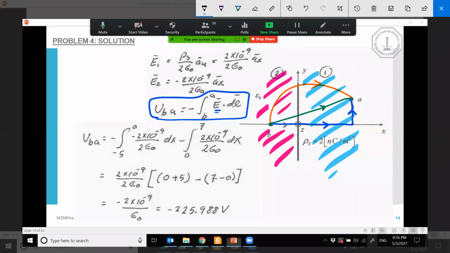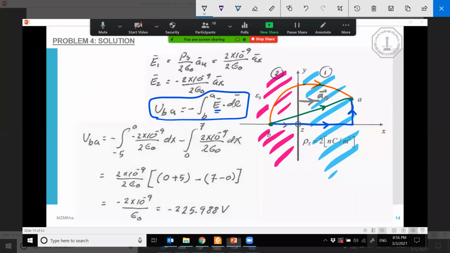If you are in this region, the light blue region, what will be the electric field due to an infinite sheet? It is there in the formula sheet that we always provide. So E1 bar is rho s over 2 epsilon times AN. AN is the normal vector, which is normal to this surface. This is your AN, if you are here in the region 1. Therefore, rho s is 2 times 10 power minus 9 over 2 epsilon 0.